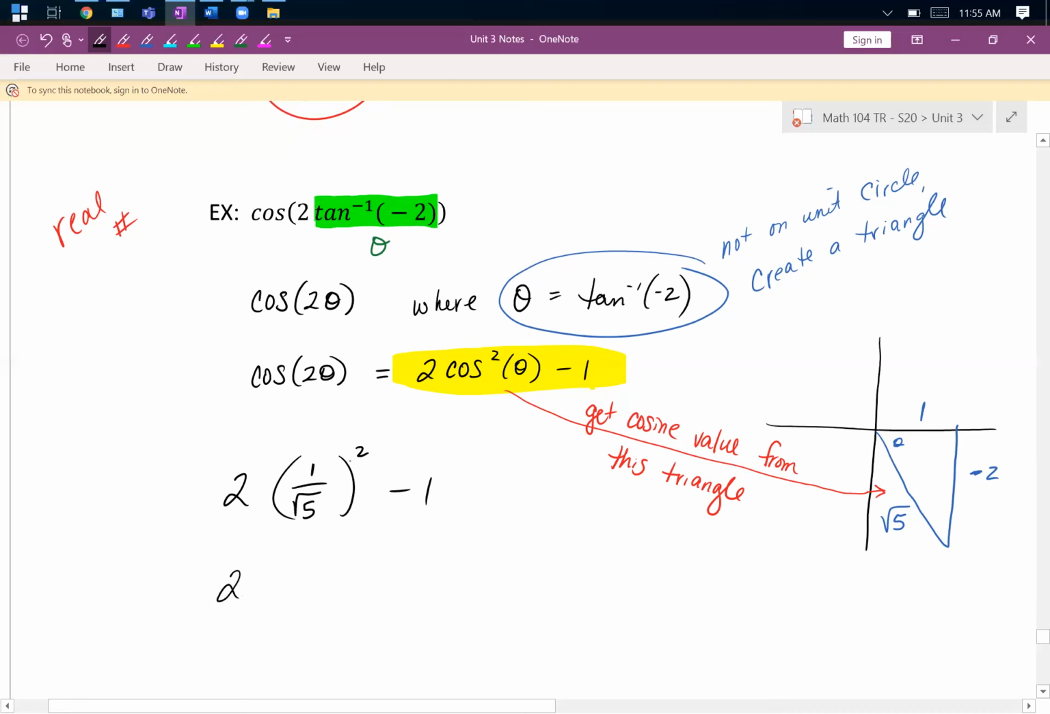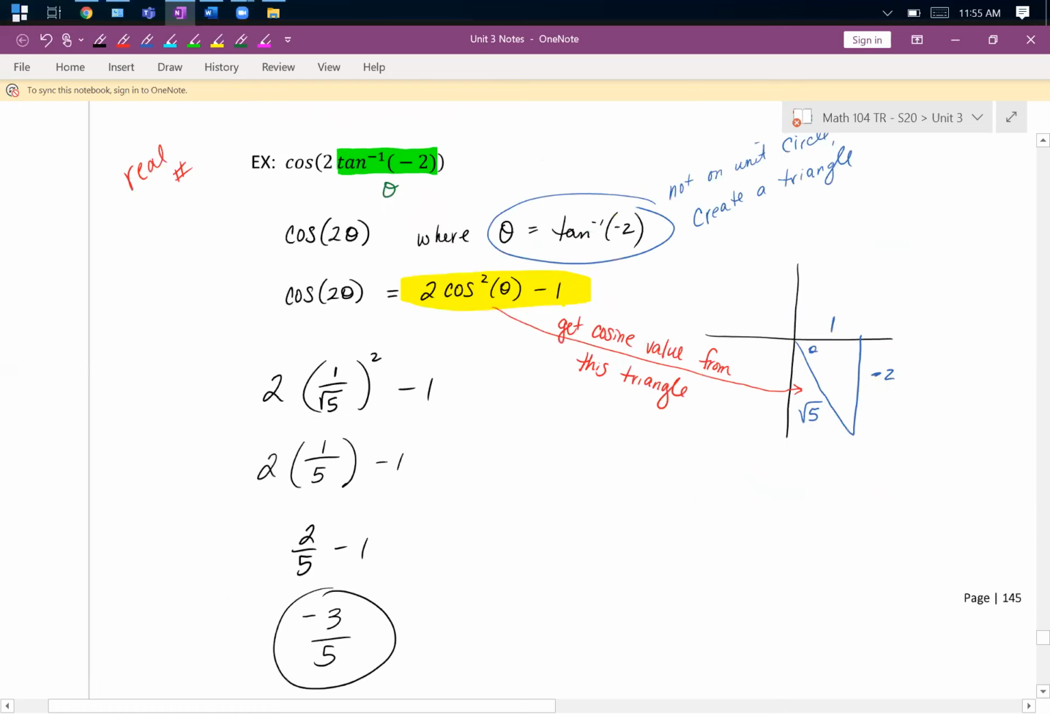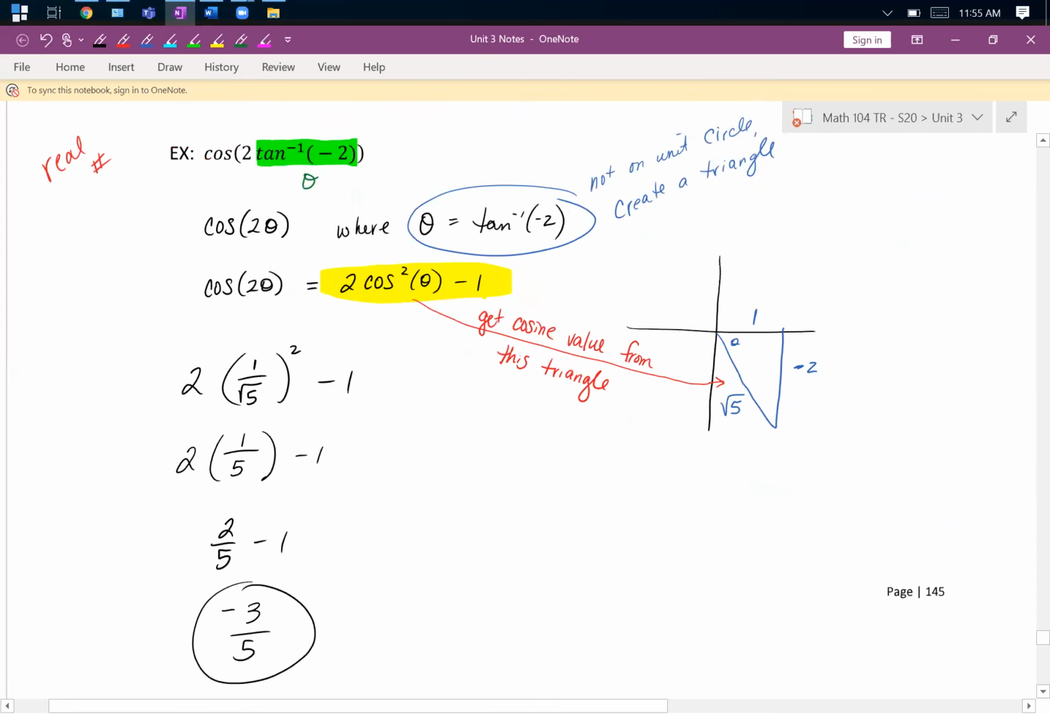So this is going to be 2, and then squaring the top, I get just 1. Squaring the bottom, I get 5, and then minus 1. 2/5 minus 1, we get a final answer of negative 3/5. That's a good problem. Questions? Usually when I teach this, I have a bunch of questions right about now. So anybody, questions?